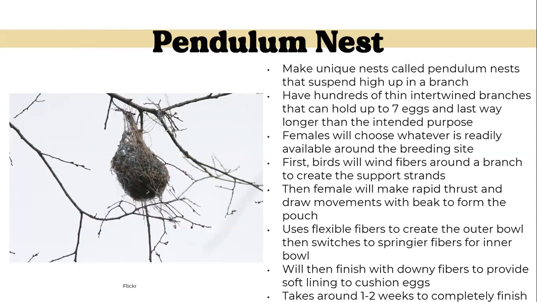So she uses really flexible fibers to create the outer bowl because it needs to be stretchy, and then springier fibers for inside because over time the birds are going to grow and hatch out of the eggs and they need a little bit more room. And then when she finishes, like I said, she puts those downy fibers inside to provide a cushion for the eggs. And it takes about 2 weeks sometimes to completely finish this nest.